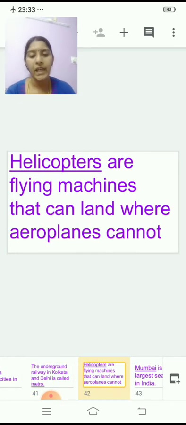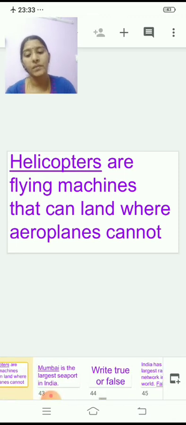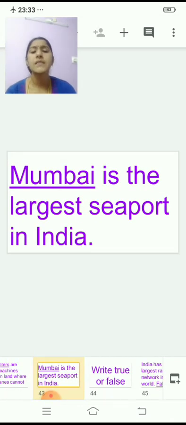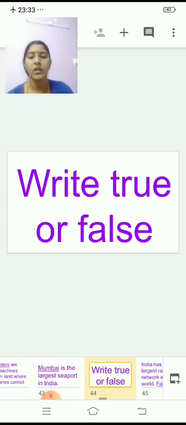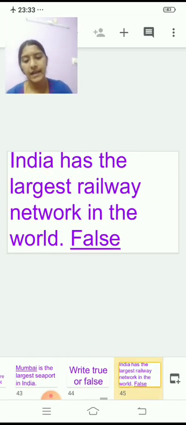Helicopters are flying machines that can land where aeroplanes cannot. So, dash are flying machines that can land where aeroplanes cannot. The answer is helicopters. The next one, dash is the largest seaport in India. So Mumbai is the largest seaport in India. Okay. Next we will see the true or false for this lesson.